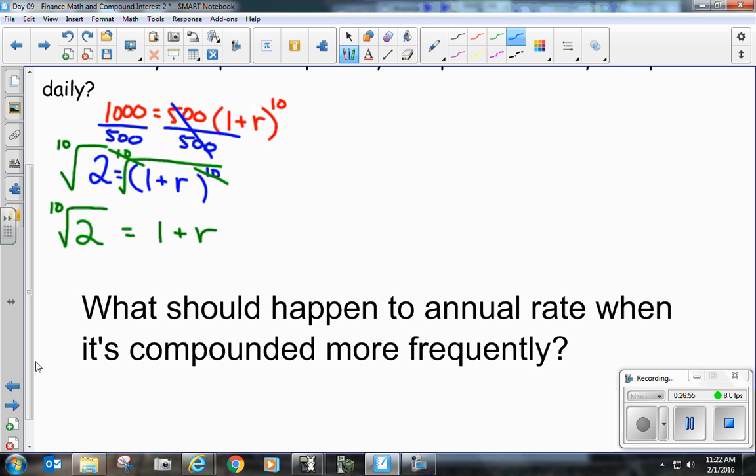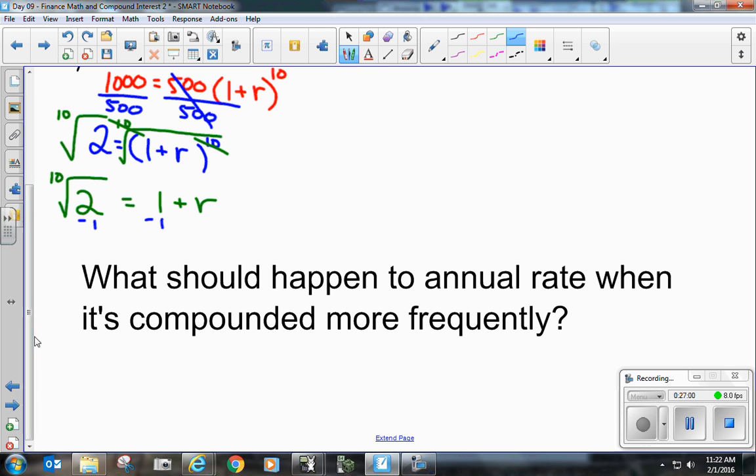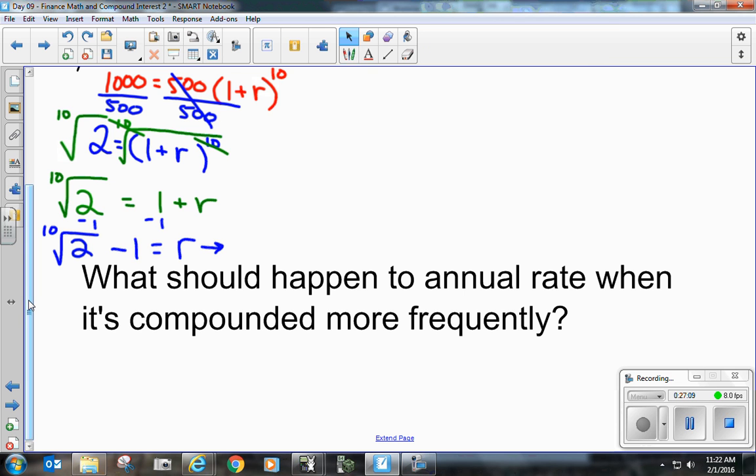I subtract 1 from it. So when I subtract 1 from both sides, I have, all right, follow me here. The 10th root of 2 minus 1 equals r. So you tell me, give me 2 decimal places, after you convert it to a percent.